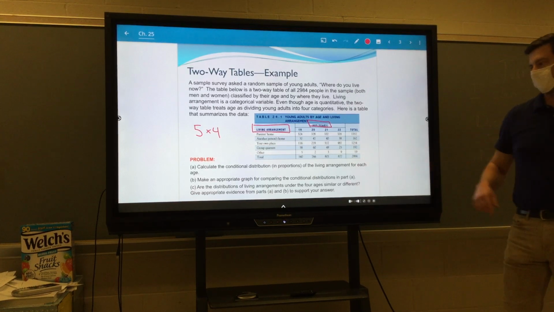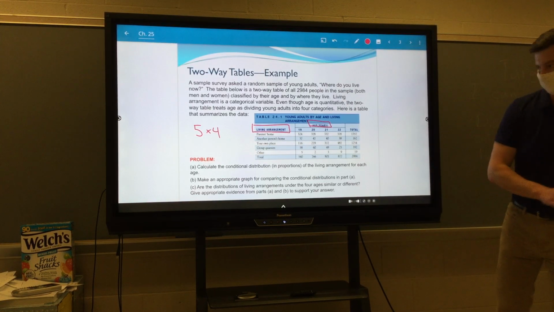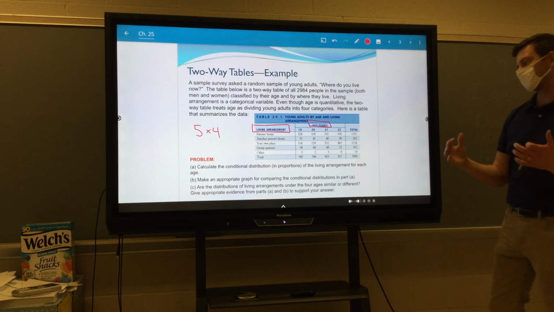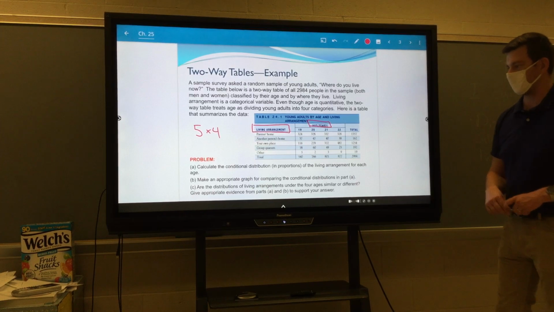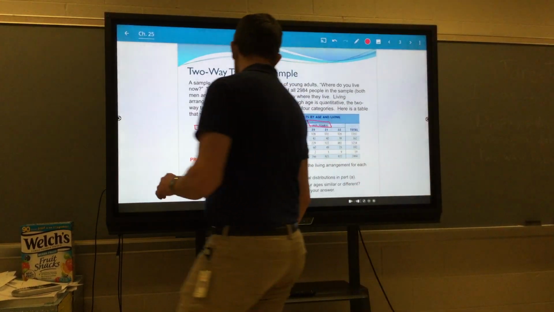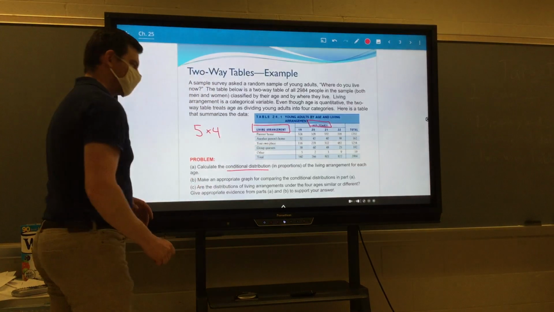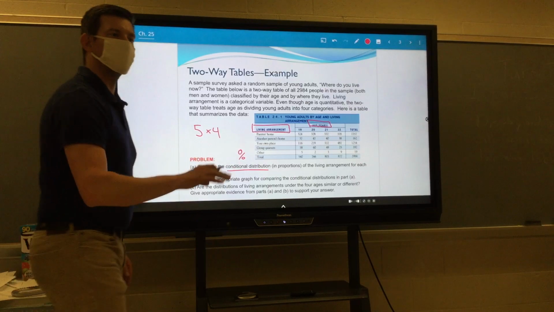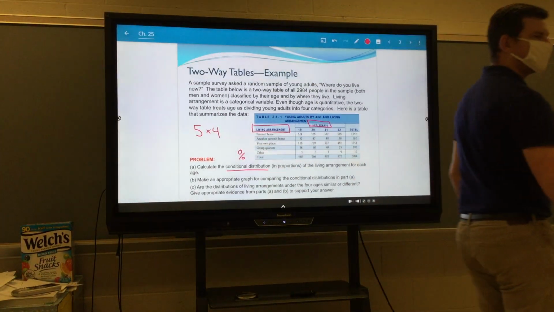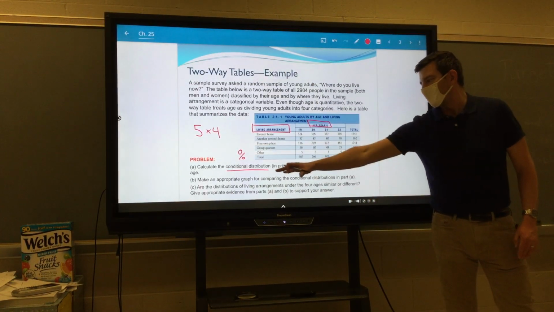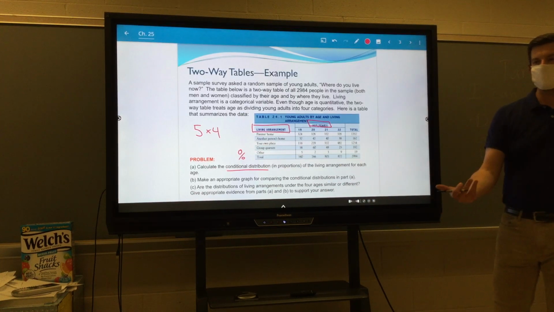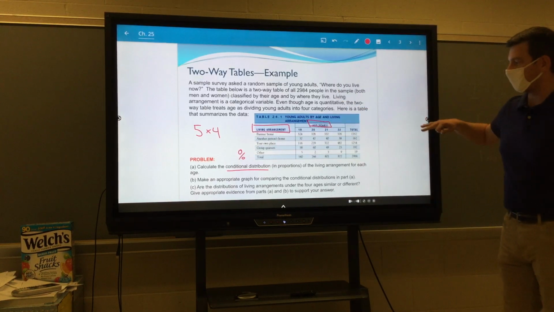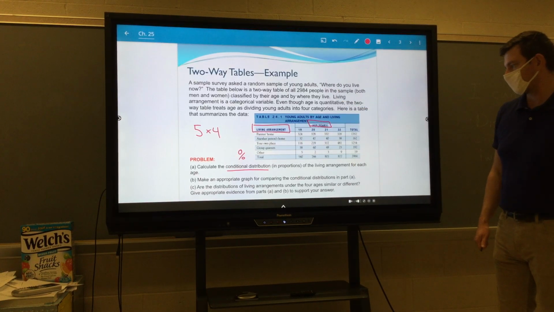Now I have a few questions down here that are answered over the next couple slides. First one says, calculate the conditional distribution in proportions of the living arrangement for each age. You're going to see this phrase, conditional distribution. It's a percent. We talked about that marginal or conditional breakdown of the two-way tables. A conditional distribution is just the percent. So for example, we could look at a column or a row percentage in this case.